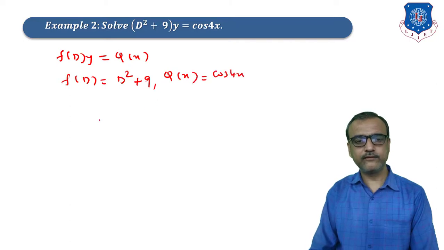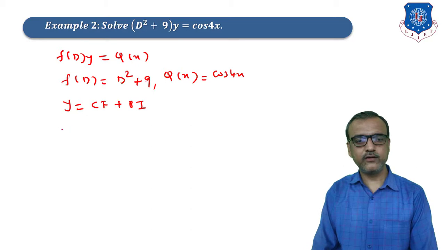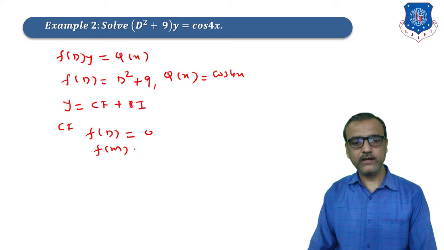So the solution of this differential equation is given by this formula, y equals CF plus PI, where CF is the complementary function and PI is the particular integral. So first of all we will find out CF. To find CF we will take f of D equals 0 and we will replace D by m. So we have f of m equals 0.